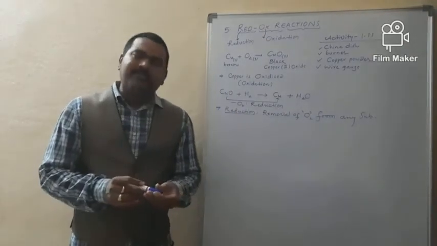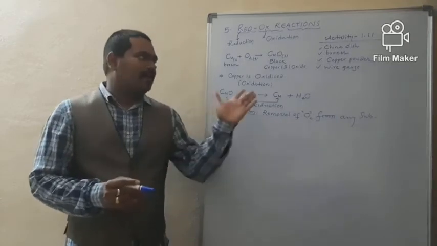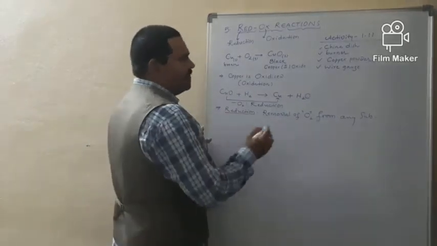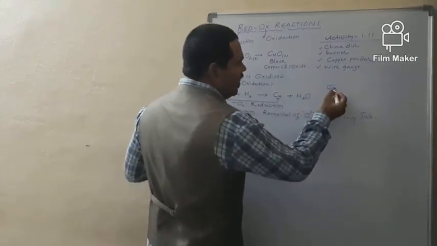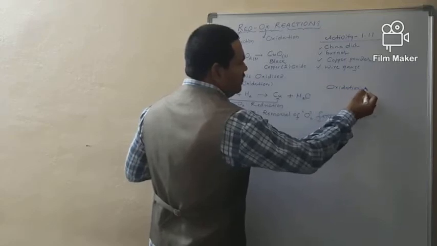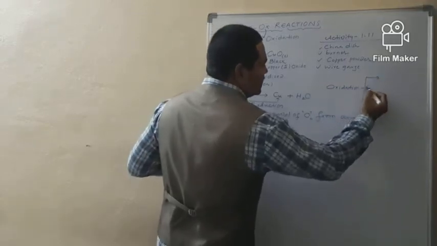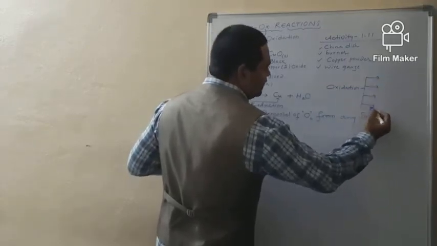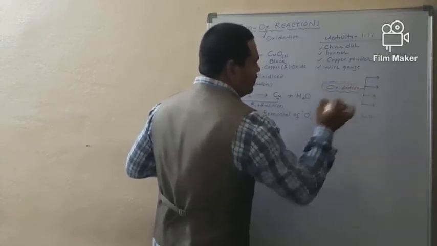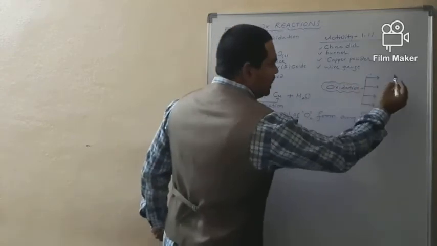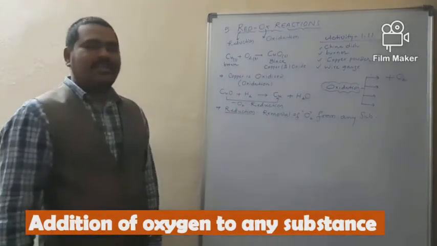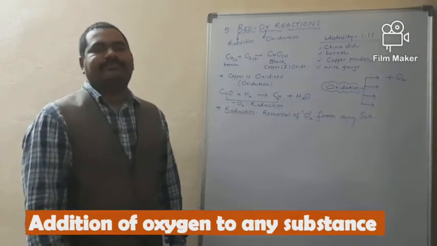Now other definitions also there for oxidation and reduction. Now let us discuss those definitions. Let me take here oxidation. So there are 4 definitions for oxidation. What are the 4 definitions, my dear students? You try to remember one by one. First one, addition of oxygen to any substance is called oxidation.